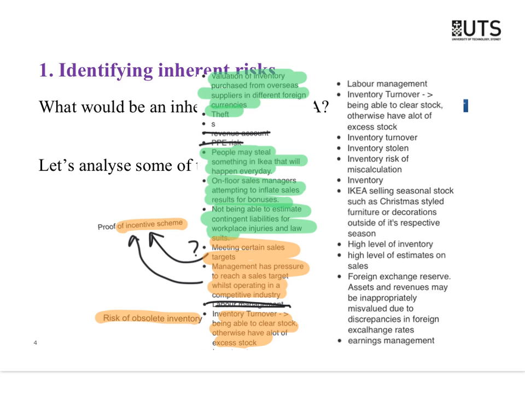All right, I've got the same one up here twice. Those are repeats. All right, again, inventory turnover we've seen already. Inventory stolen, we've seen that one's okay. Now, I like this next one here. Risk of miscalculation. I'm guessing that this relates specifically to inventory valuation methods.